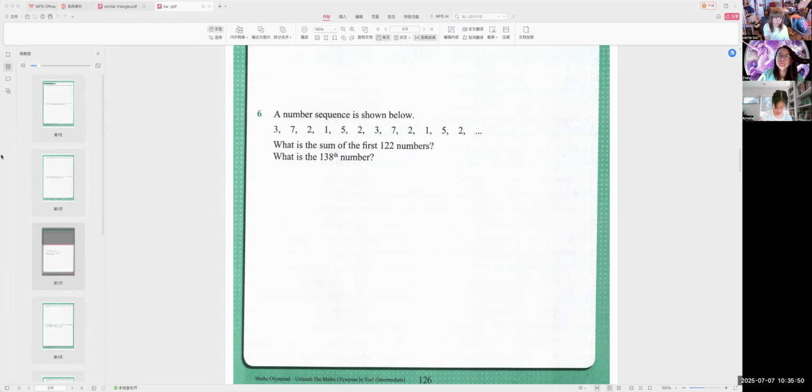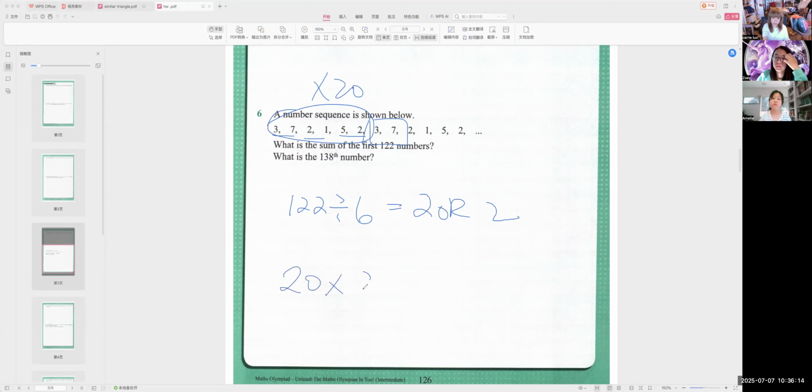So first, we need to find out how many numbers are in the repeated pattern, right? So it's 6. So 122 divided by 6 equals 20 and remainder 2. So there's 20 of them, plus 3 and 7, correct? So 3, 7, 2, 1, 5, 2 added together equals what? Equals 20. So it's 20 times 20 plus 10. So the sum is 410. Did you get the answer?